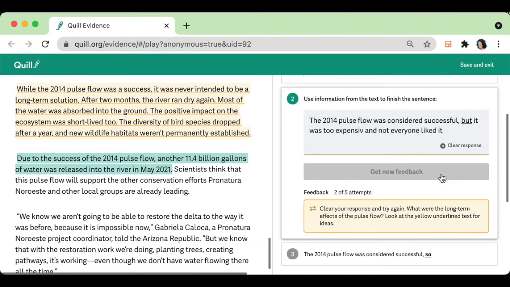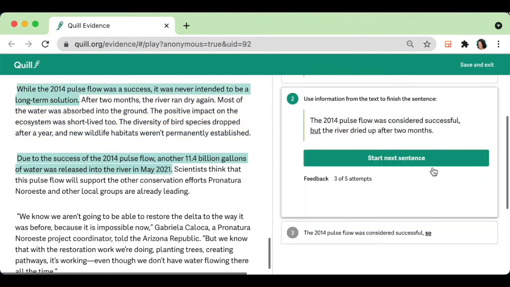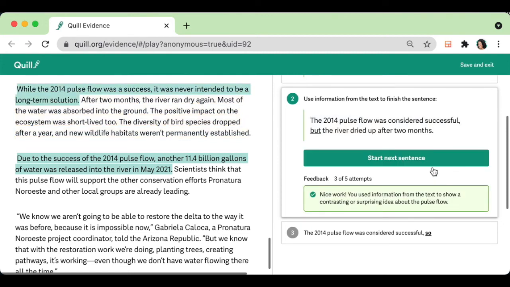So since this is the second response like this in a row, the student is told to clear their response and is asked a more direct question, and the relevant evidence is highlighted as a scaffold for them. So at this point, the student might write, "But the river dried up after 2 months." They'll click Get New Feedback, and they're told, "Nice work. You used information from the text to show a contrasting or surprising idea about the pulse flow."